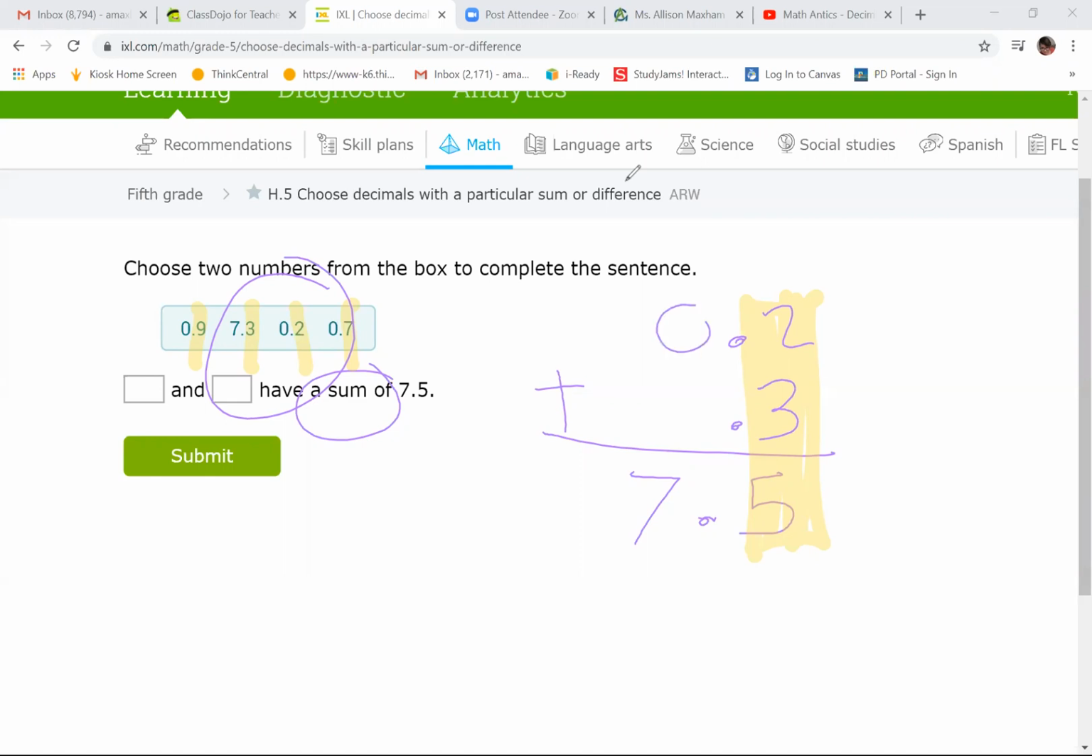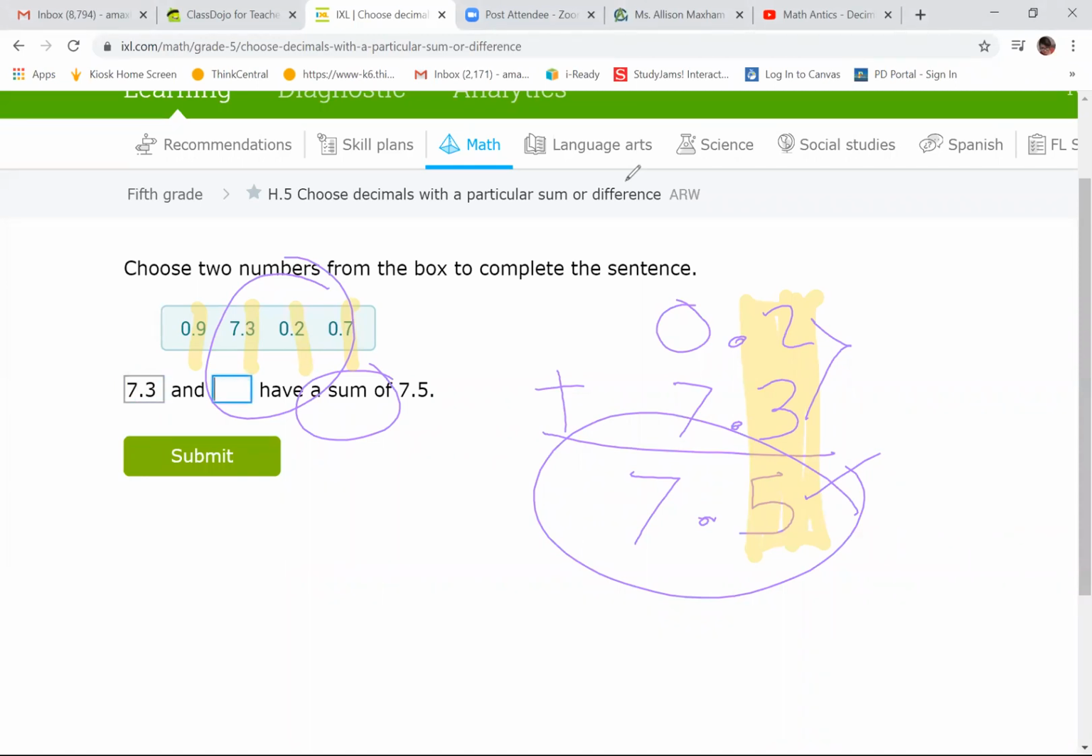We've got a 0 and 2/10 and a 7 and 3/10. Does that equal 7 and 5/10? 3 and 2 is 5. 0 and 7. Yes, it does work out. So that means that we were right.